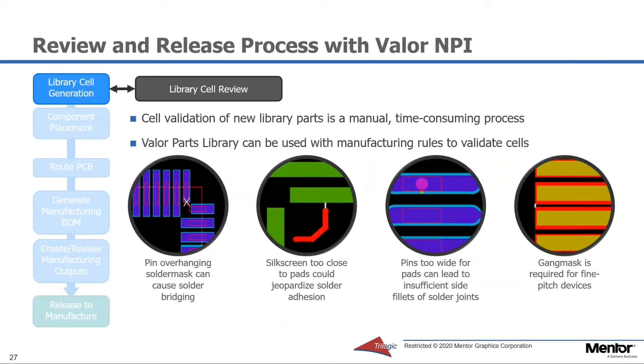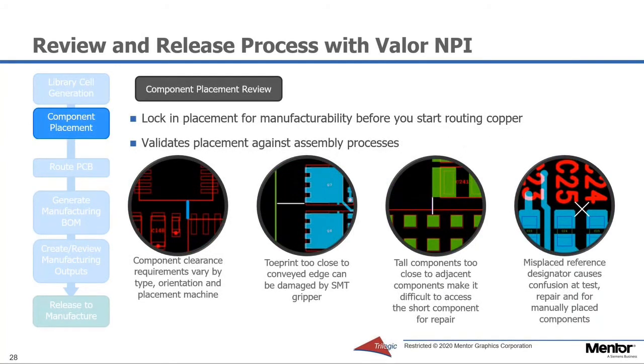Running Valor NPI even before placement can identify library issues, such as incorrect pin-to-pad size or pad alignment. It can also identify graphic silkscreen or improperly defined gang masks for fine-pitch devices. Valor checks after placement can identify problems such as component clearance violations based on the standard component definition from the Valor parts library, components too close to a conveyed edge, or even tall components too close to adjacent components, making it difficult to access the short component for repair. As someone once pointed out to me, changing component placement after routing can be difficult. It's like the components are mounted in cement.